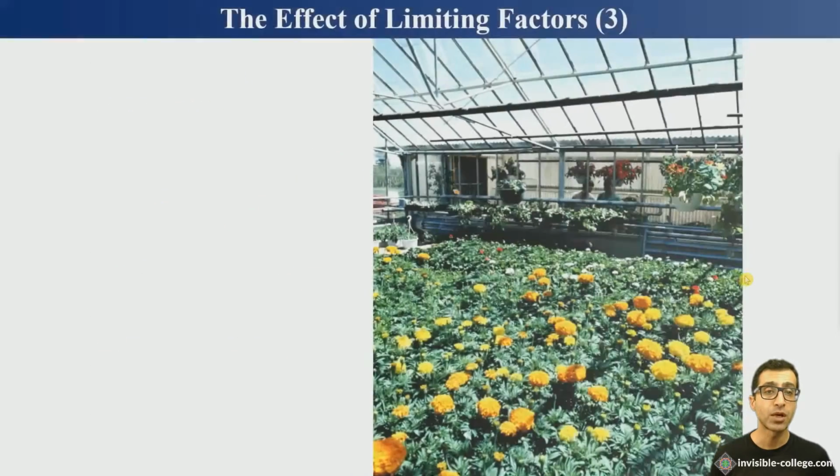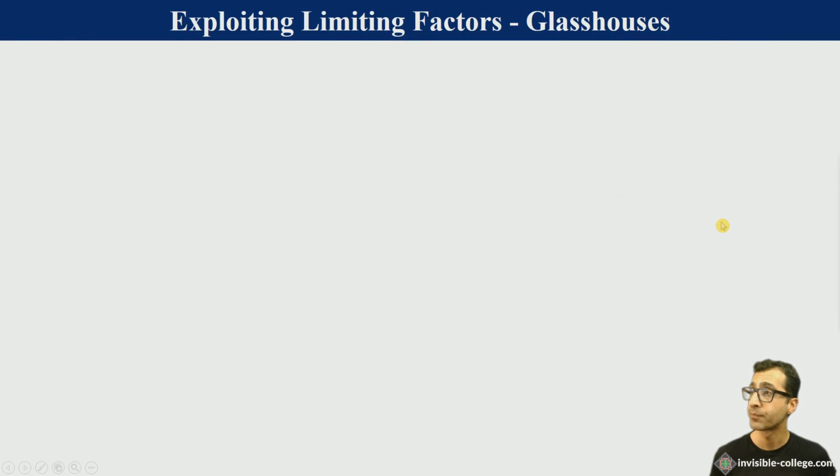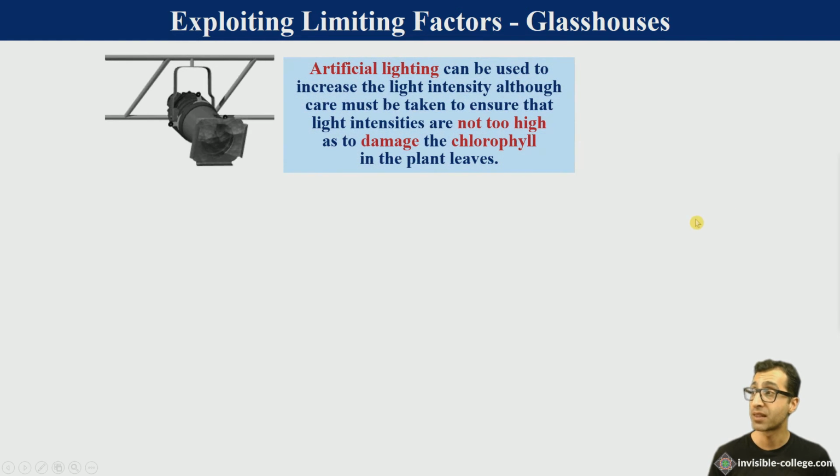Now, commercial plant growers make use of these ideas to maintain a set of optimum conditions for the optimum growth and yield of the plants that they're growing within enclosures such as commercial greenhouses. So we can now use our knowledge of these limiting factors and exploit that knowledge to increase the yield of commercial growth in things like greenhouses.